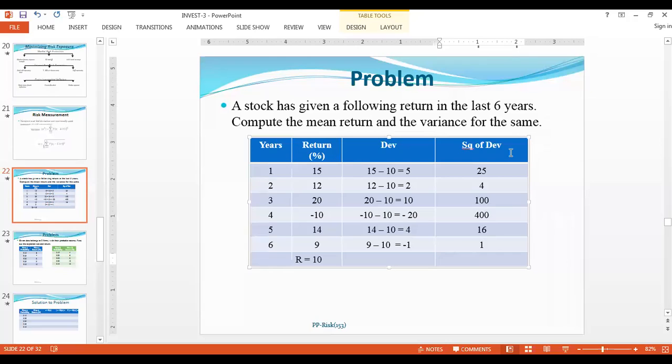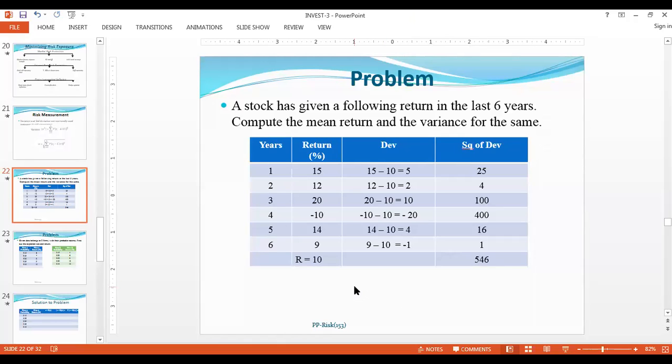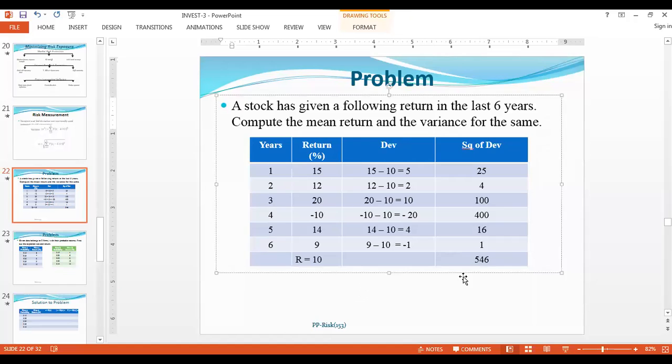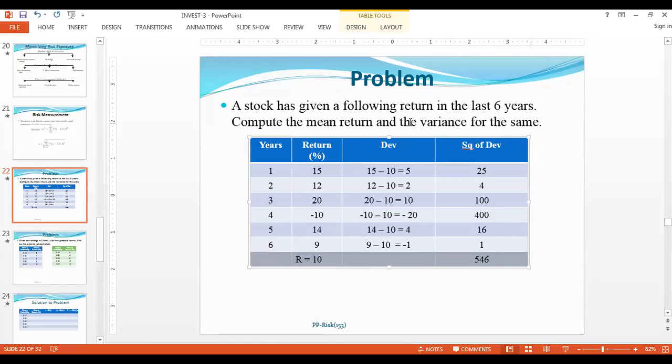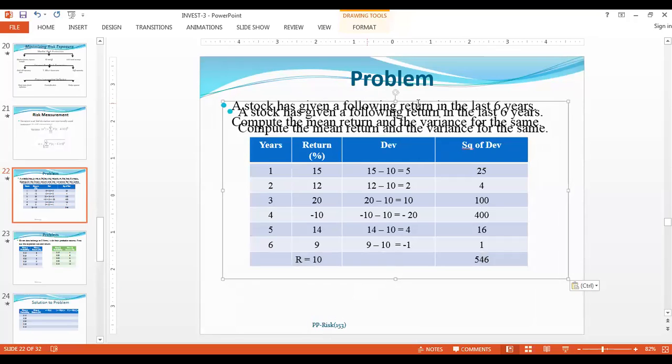Right? Now add these values. Are you able to get 546? 546, sir. Right? So your total sum is coming to 546 here. So what is this? This is the sum of square of deviation, divided by the number of observations. How many observations do you have? 6.